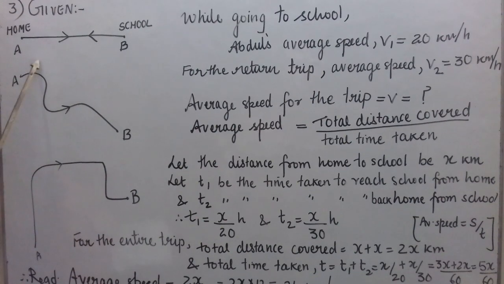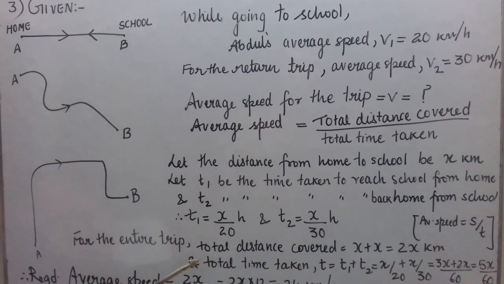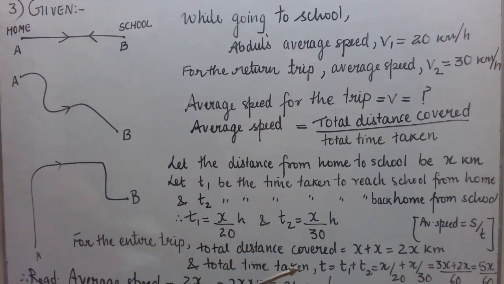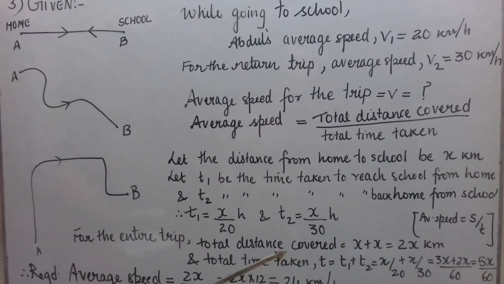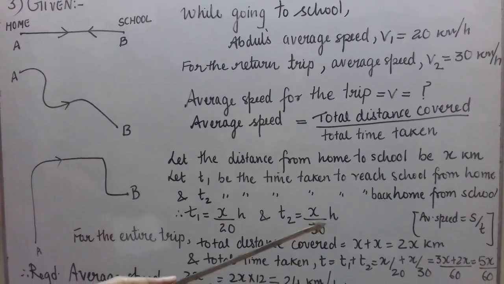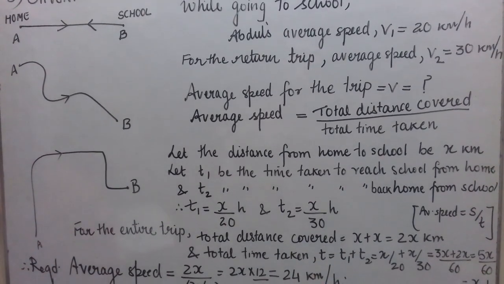X plus X, that is 2x kilometers. And what will be the total time taken? T1 plus T2. So T is T1 plus T2. X upon 20 plus X upon 30. I have just simplified that, taking the LCM to be 60. So we get 5x upon 60, that is X upon 12 hours.